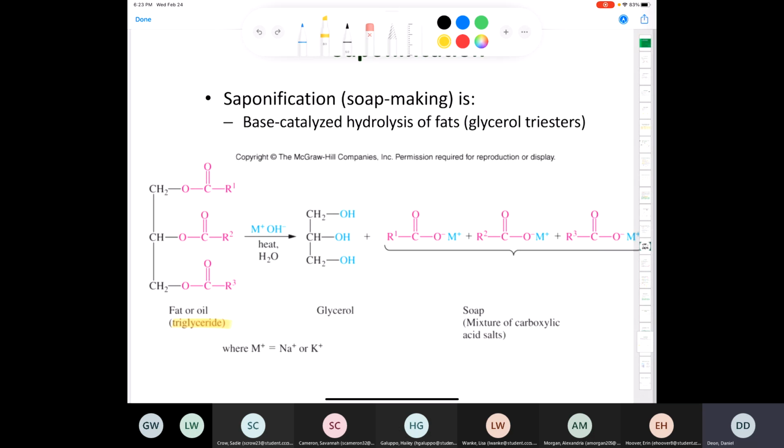Now, if you take that animal fat, a triglyceride, and you heat it with a metal hydroxide, like when it says MOH here, that just means something like sodium hydroxide or potassium hydroxide, whatever. You end up hydrolyzing all of the carbon-oxygen single bonds.